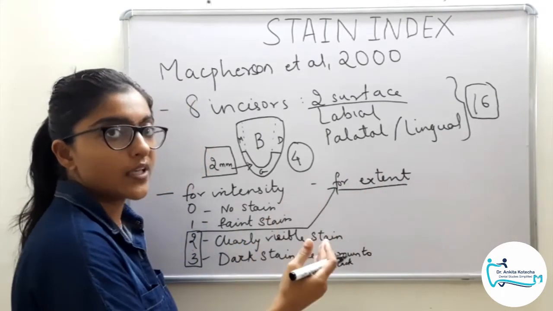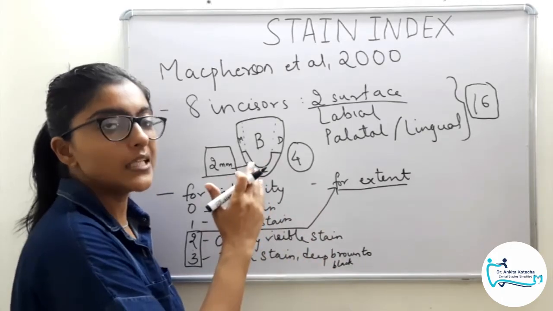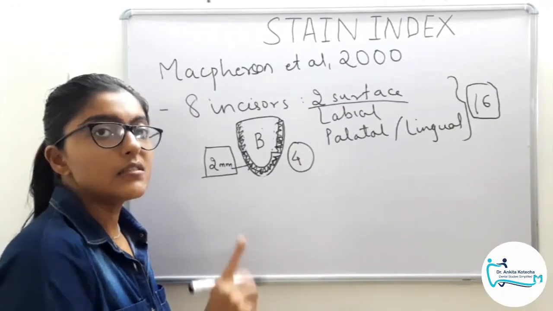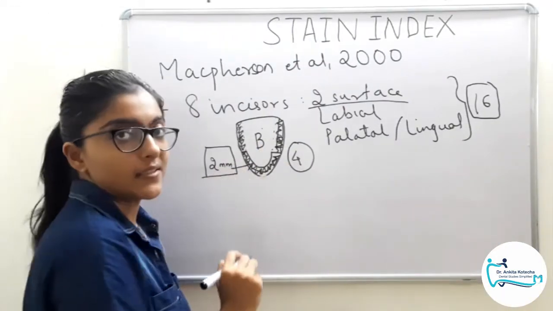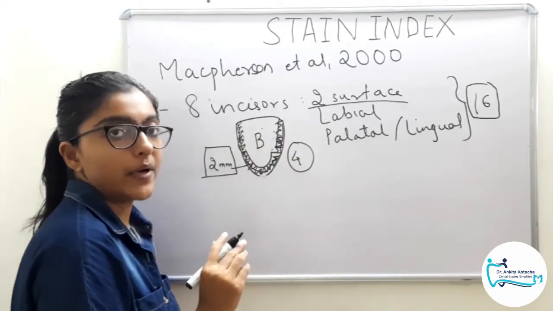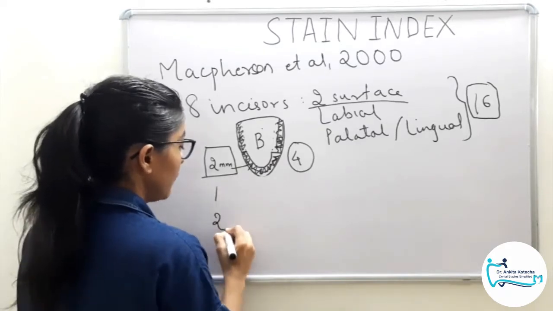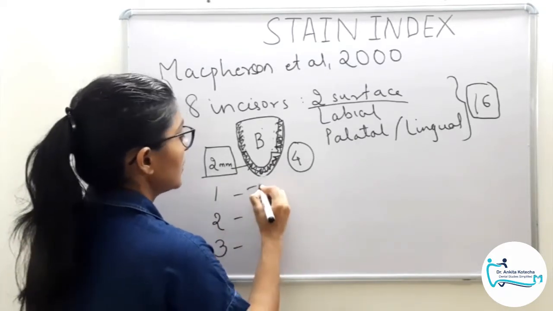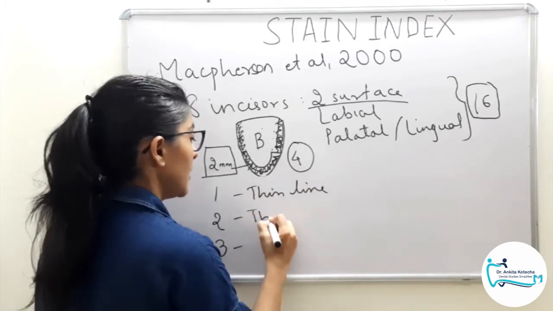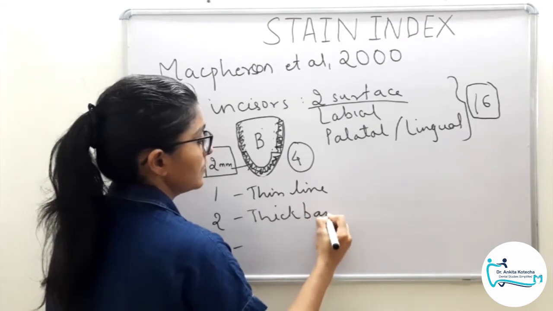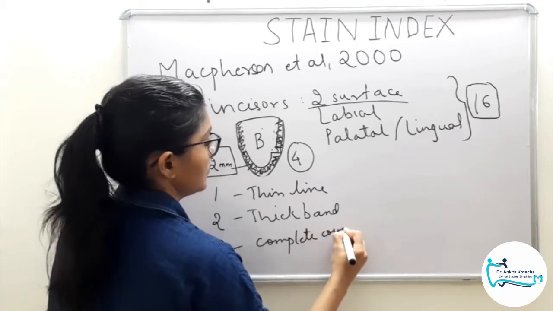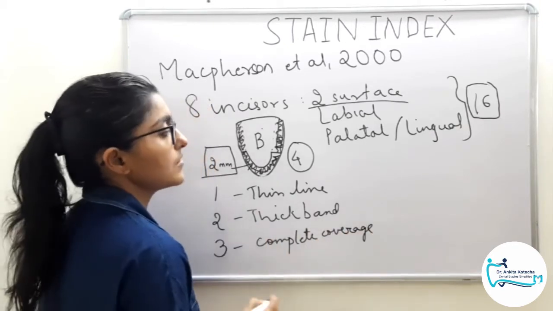There are different scoring criteria for different regions and different surfaces. So please be attentive. First I will discuss the scoring criteria for these bands, that is the mesial band, the distal band and the gingival band. Okay. So the scoring criteria for these proximal and gingival regions are: thin line, which can be continuous, thick band and complete coverage of the area. Clear? This is the scoring criteria.